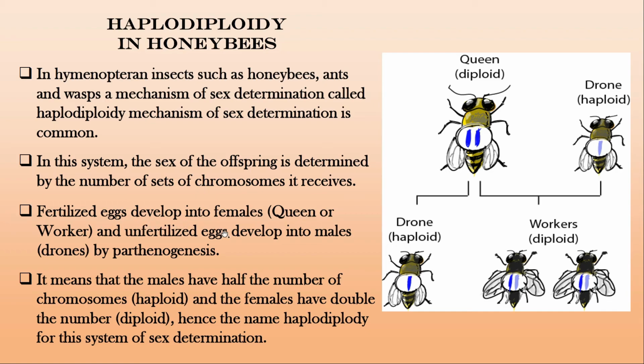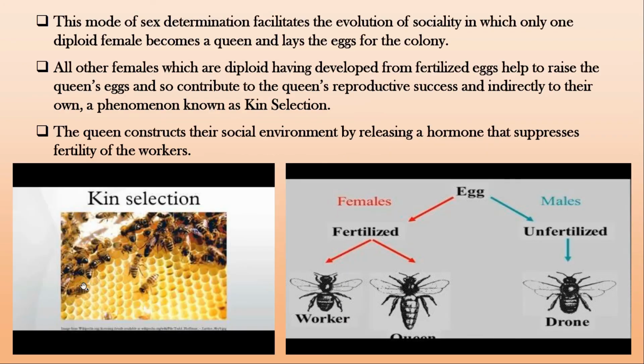The fertilized egg develops into a female, either queen or worker, whereas the unfertilized egg will develop into males, which are called drones. This process we call parthenogenesis. Without fertilization, the egg develops into male drones. It means that males have only half the number of chromosomes, that is haploid, whereas females have the double number of chromosomes, diploid. Hence the name haplodiploidy is given for this system of sex determination.